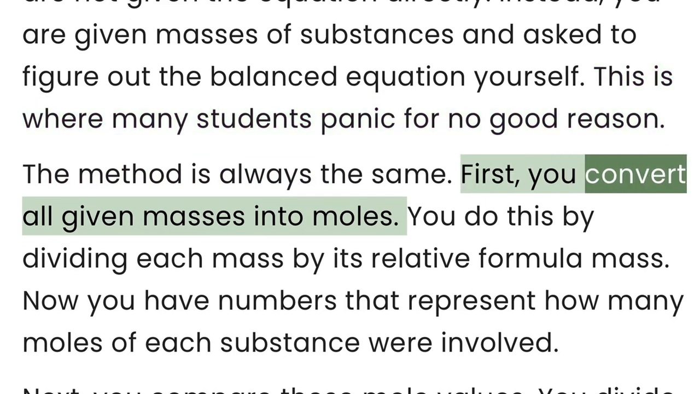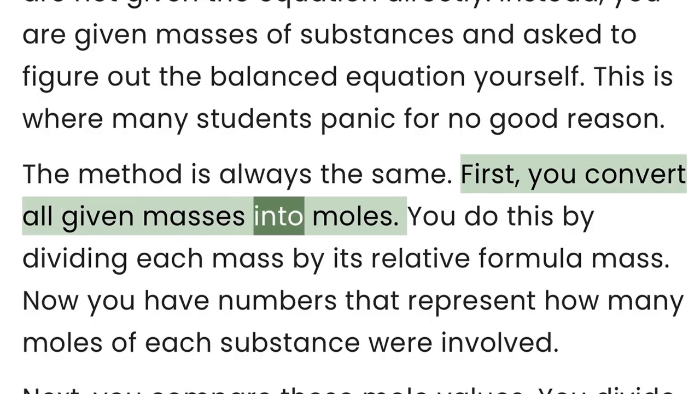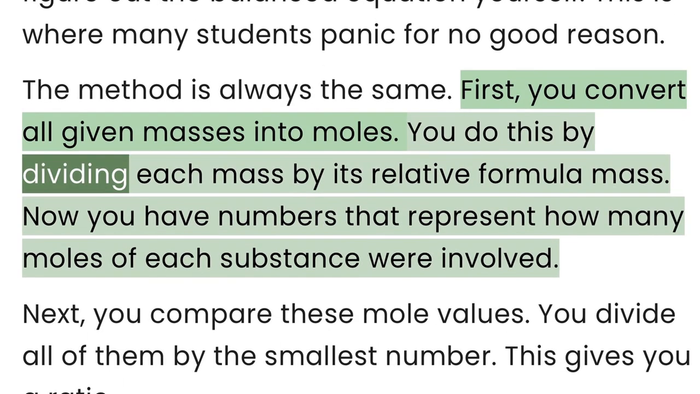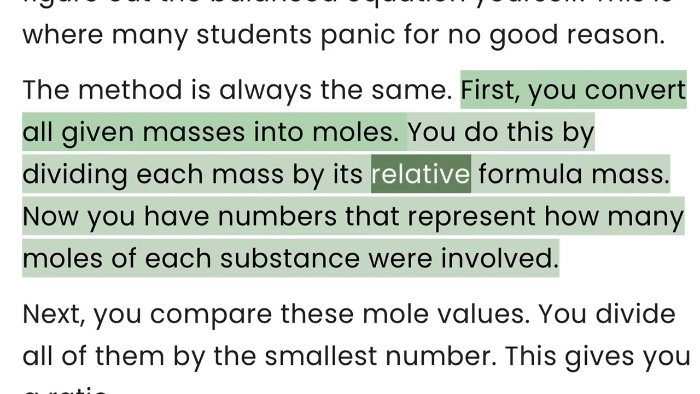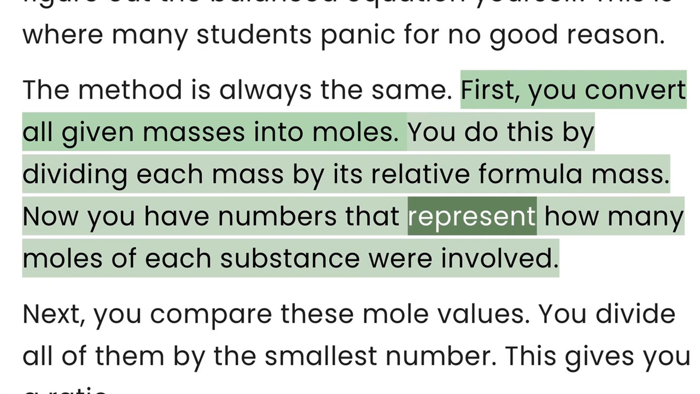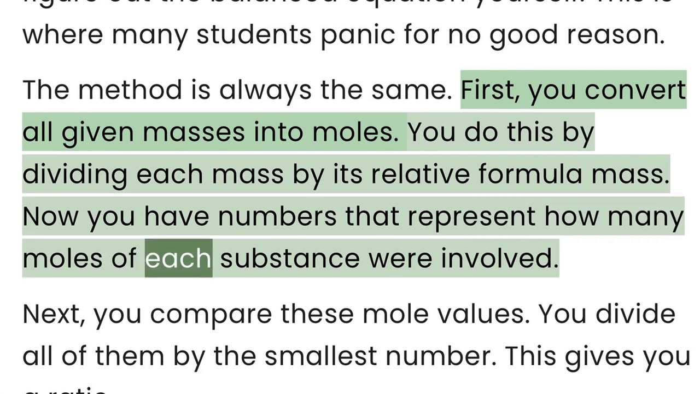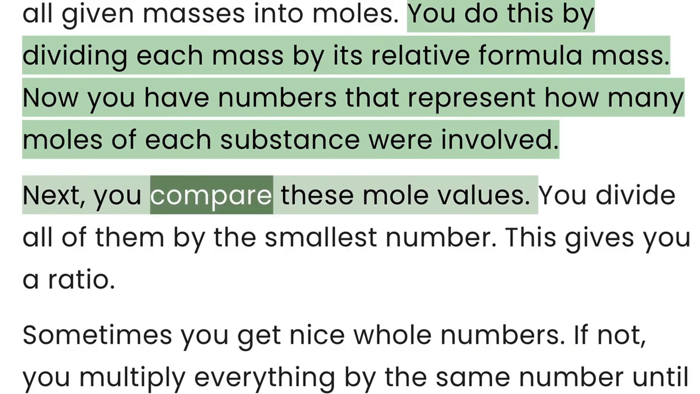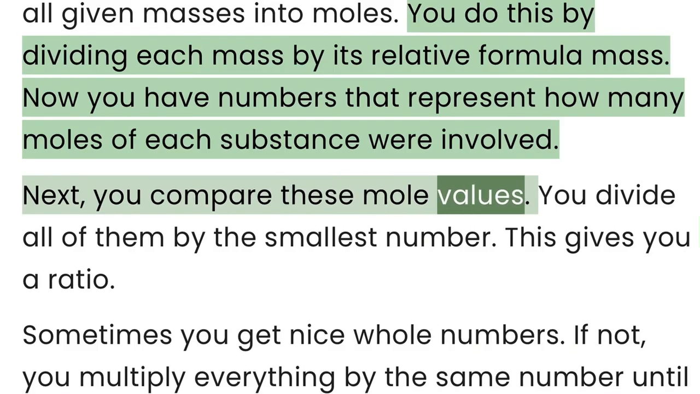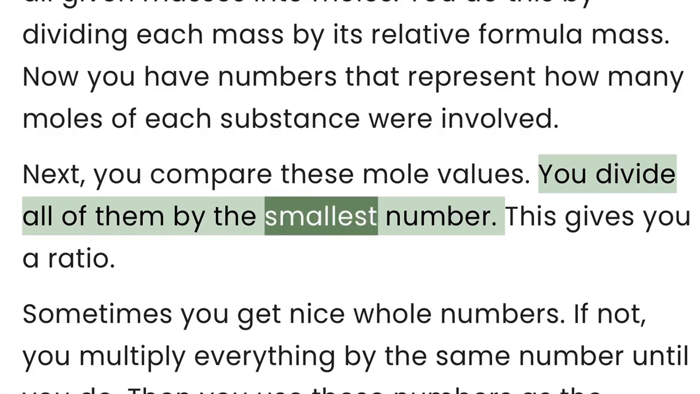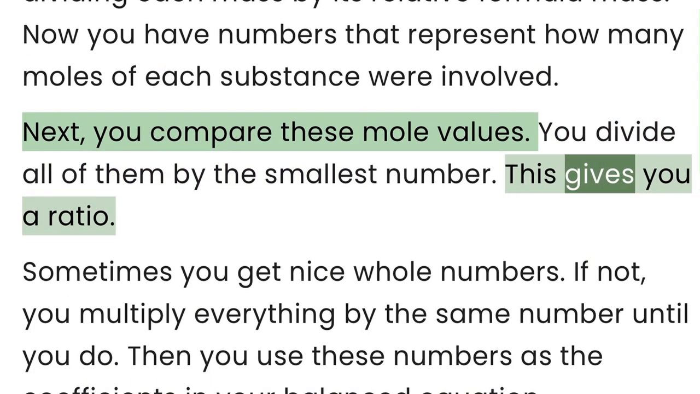First, you convert all given masses into moles. You do this by dividing each mass by its relative formula mass. Now you have numbers that represent how many moles of each substance were involved. Next, you compare these mole values. You divide all of them by the smallest number. This gives you a ratio.